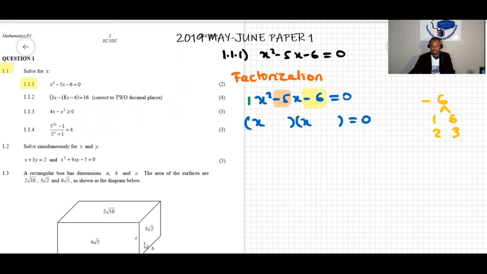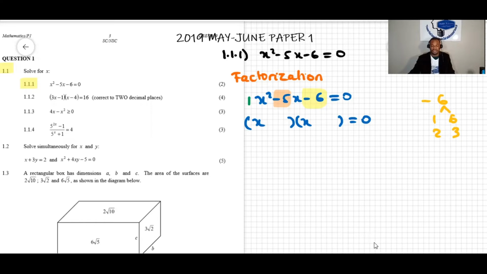I'll start with the last one. If I look at 2 and 3, can I get negative 5? Yes, it's possible. If I do negative 2 minus 3, it gives me negative 5 exactly. But now let's double check. Will negative 2 times negative 3 make negative 6? No, two negatives make a positive. Negative 2 times negative 3 will not make negative 6, but positive 6. So it's not the right couple to use.